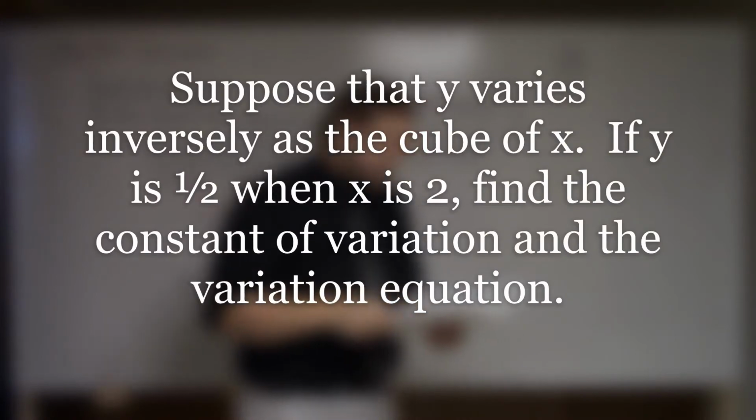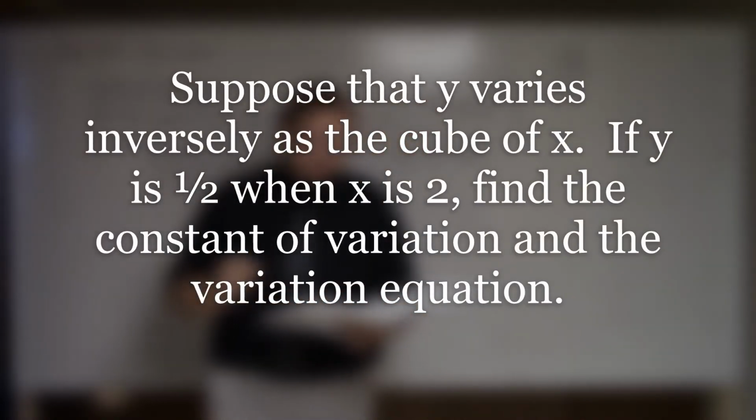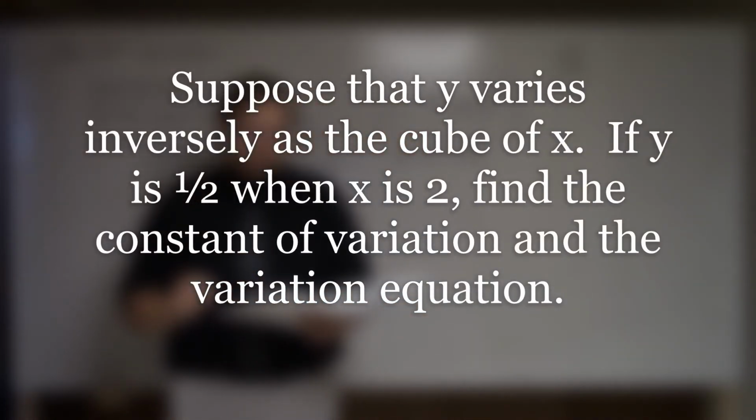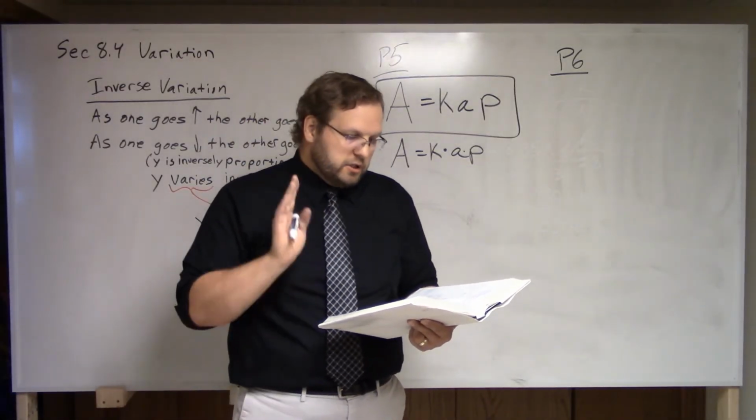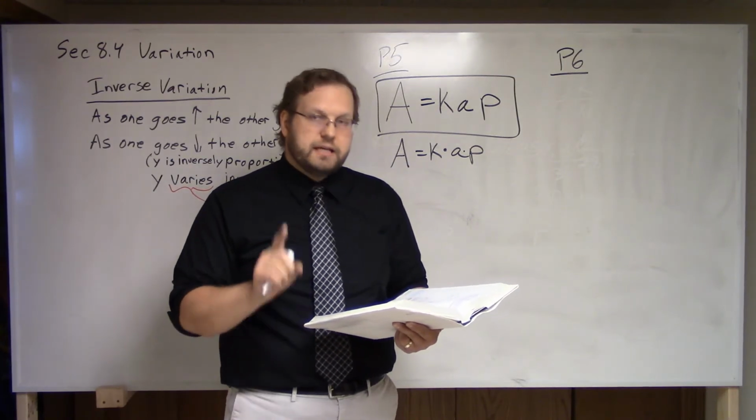Practice 6 says, suppose that y varies inversely as the cube of x. If y is 1/2 when x is 2, find the constant of variation and the variation equation. Okay, so again, the first sentence is going to tell you all you need. Suppose that y varies inversely as the cube of x.